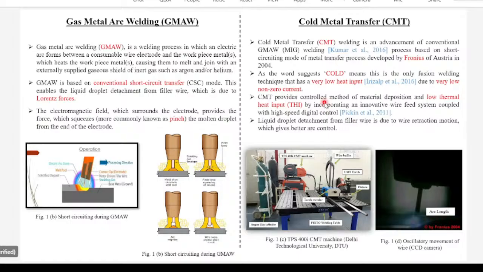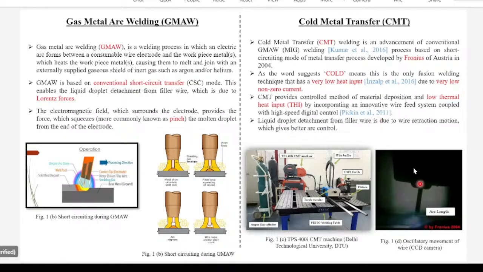So at the time of droplet detaching towards the melt pool, the current intensity is very low. We have reduced the current so much that the droplet is detaching as a relatively colder droplet, and we are delivering a lower heat input droplet towards the melt pool. So that's why we are controlling the heat input in CMT. With GMAW, Lorentz forces are responsible, but for CMT, only one thing is responsible, that is the wire oscillation movement, which is controlled by digital process control.